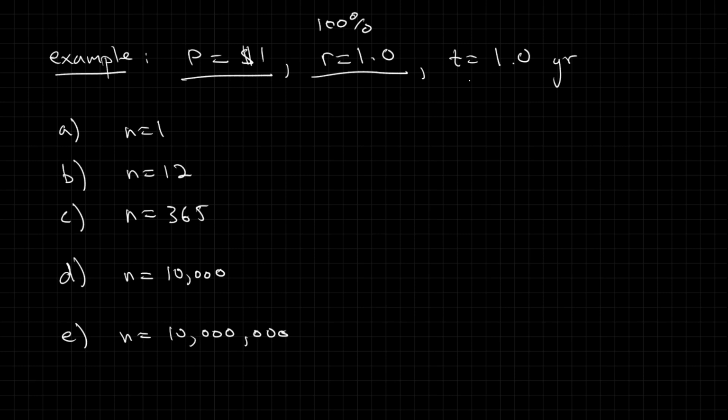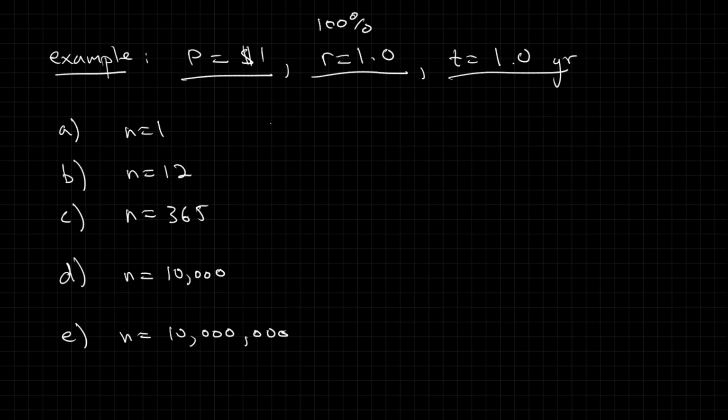And I want to see what happens to our investment after 1 year. And again, I know this is a silly example. It's not like you would go to a bank and invest $1, but let's take a look. So we're going to look at how much money we have after a year, by changing n. We'll start with n equals 1, so annually, then n equals 12, that's monthly, then n equals 365, daily, and then I'm not really sure exactly how to phrase this except 10,000 times per year and 10 million times per year.